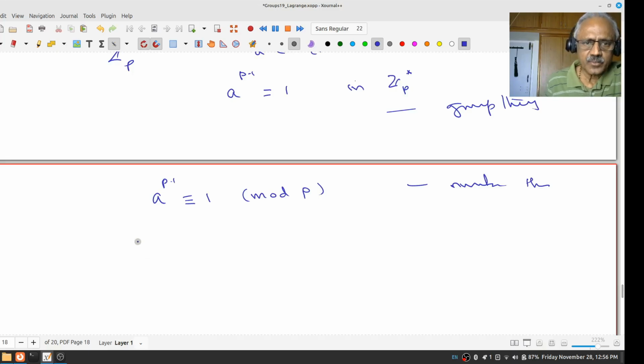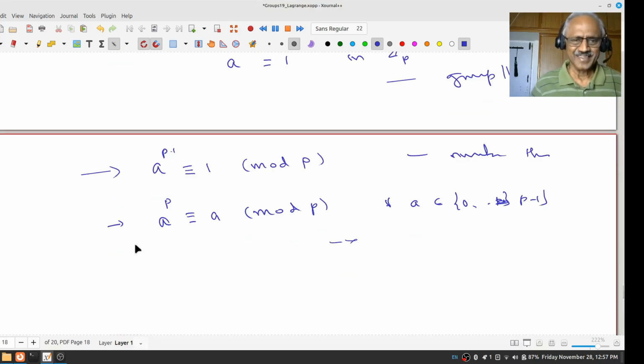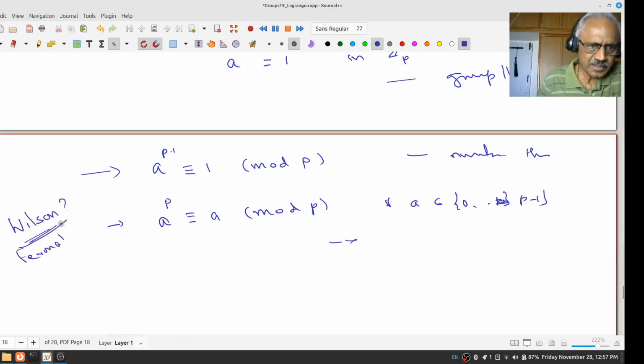So if I multiply by A on both sides, it is going to be A to the power P is congruent to A mod P, for all A. This includes 0 and 1 to P minus 1, because for 0 also it is a correct statement. This is known as somebody's theorem. I'm sorry, I don't recall, but I think it's Wilson or Fermat. I think it's Wilson.